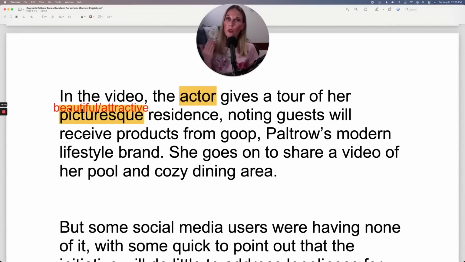So this would be a great adjective to describe an entire city or a town or just a building or house in a city or town. But you can describe a whole city or just one aspect of a city or place as picturesque. A tour of her picturesque residence, noting guests will receive products from Goop, Paltrow's modern lifestyle brand.